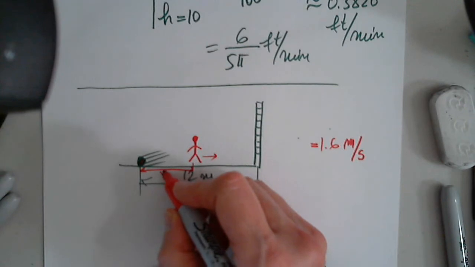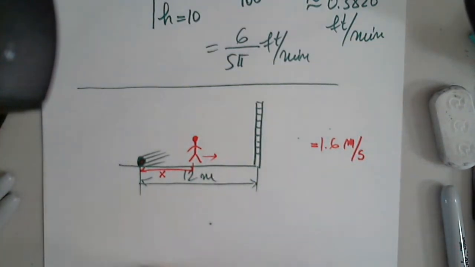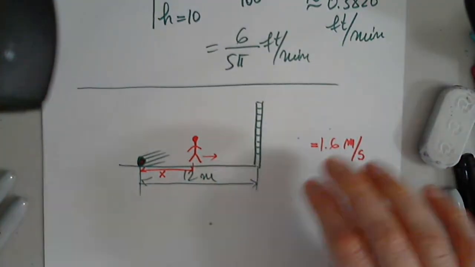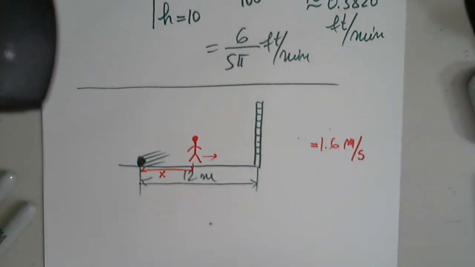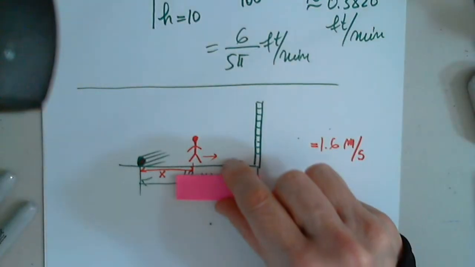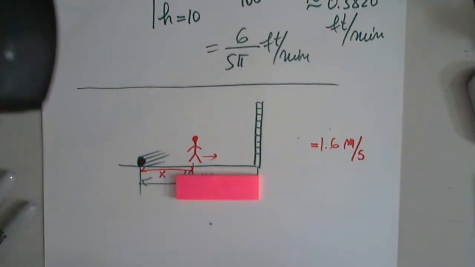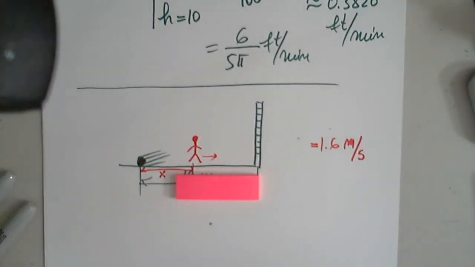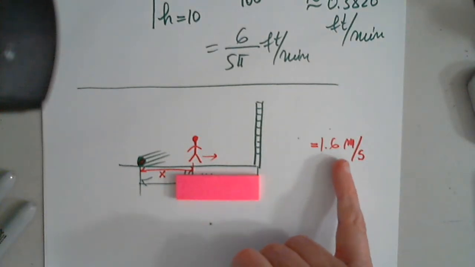So if we call this x, what does this represent? Minus x. What does 1.6 meters per second mean? I'm a person that walks towards you, and my speed is 1.6 meters per second.